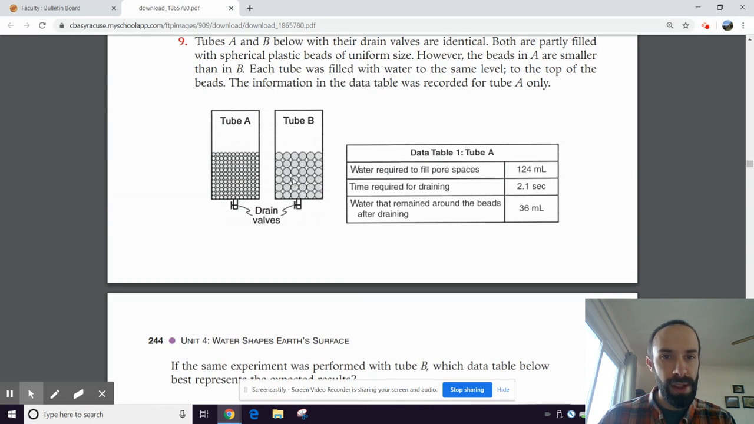So let's just compare these two. This has big sediment. This has small sediment. If you look at the data, it tells you what tube A is all about. We want to know what tube B is doing. Think about water. If water went through here, it'd get through a lot easier than it would in A because these gaps are really tiny.